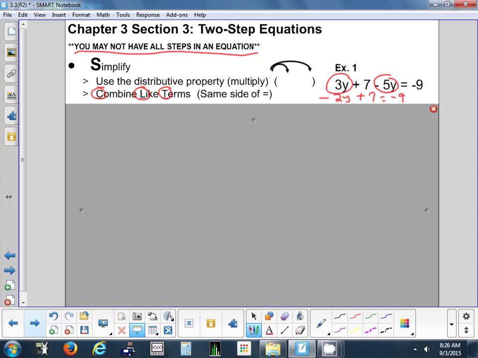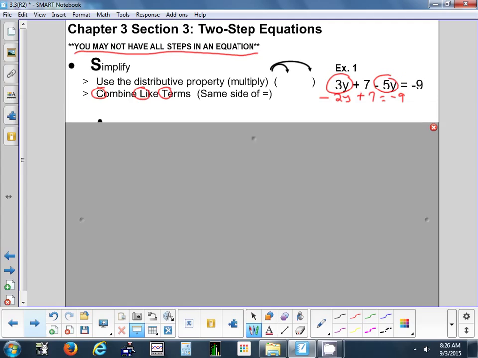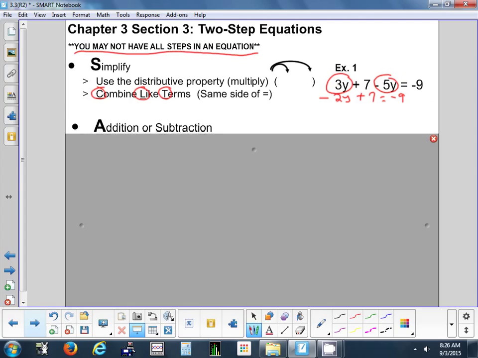So simplify first, and like I told you guys, you may not have every step. We didn't have distributive in this problem. Okay? Next, the A stands for addition or subtraction. It could be addition or subtraction, depending on what the signs tell you. So you have an A with a blank next to it, and an S with a blank next to it. Those are the two things we're looking for in that next step.